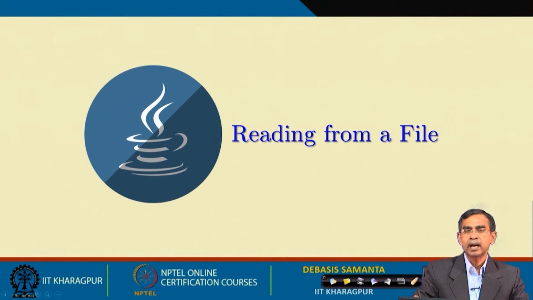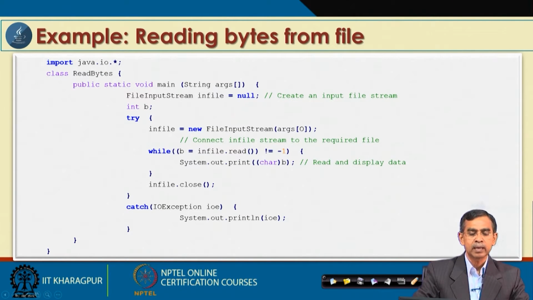So, there are many other ways a file can be read. Now, I am going to discuss the other mechanism of how the file can be read. In the last example we discussed file input stream and file output stream, so that we can read from a file or write to a file.